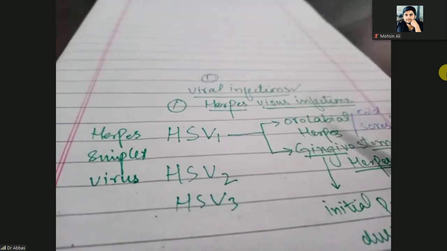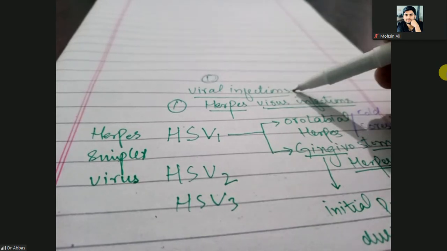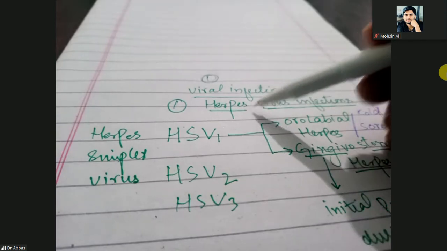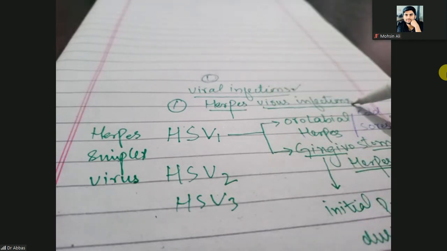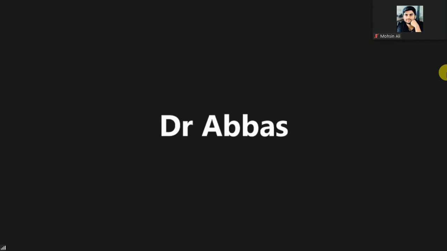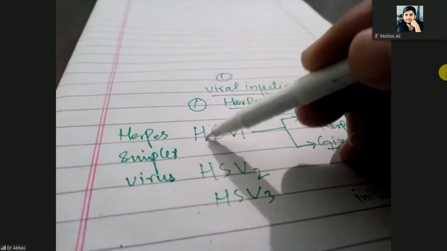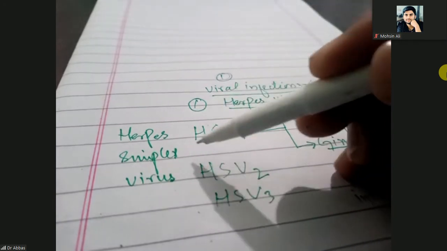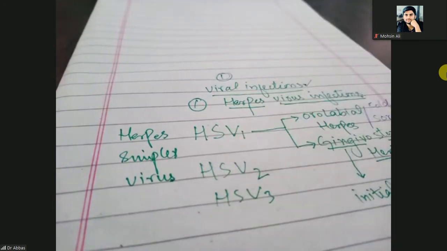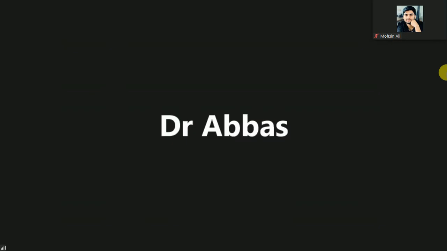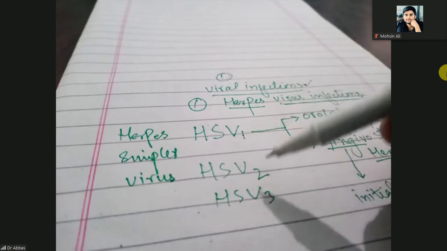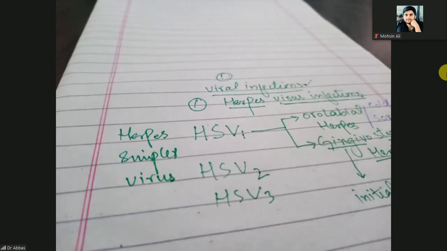So we are going to discuss in this session the viral infections. The first viral infection is the herpes virus infection. In the herpes virus infection, the first herpes virus is the herpes simplex virus, HSV. H stands for herpes, S for simplex, and V for virus. There are multiple herpes simplex viruses, starting from HSV1, HSV2, HSV3 up to HHV7 and 8.